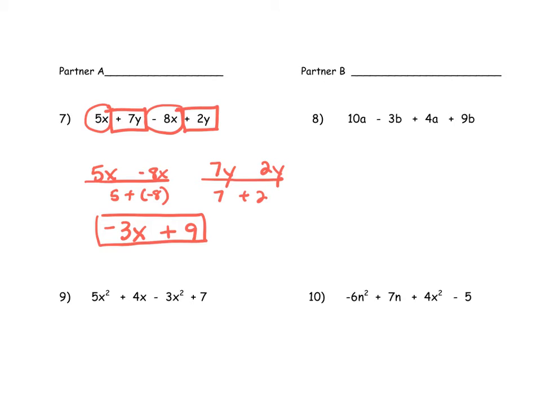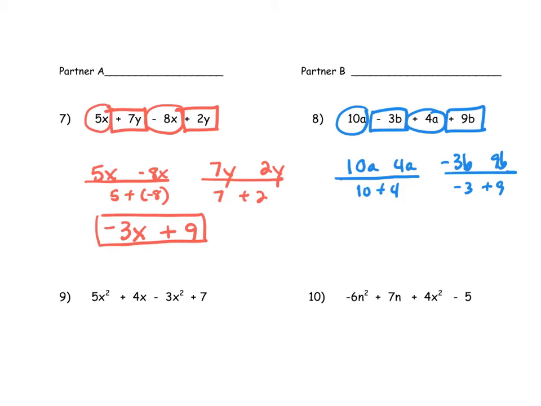Now it's your turn. Would you please tell me what the final answer, final expression is for number 8? When we gathered up the terms, we had 2 a terms. They're both positive. We had a b term that was negative and another b term that was positive. So when I combine the a terms, I have 14a. And then when I combine negative 3 plus 9, we get 6, and it's positive 6. So 14a plus 6 is your final answer.